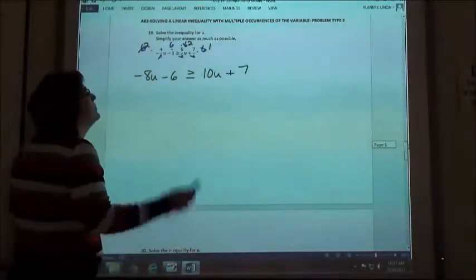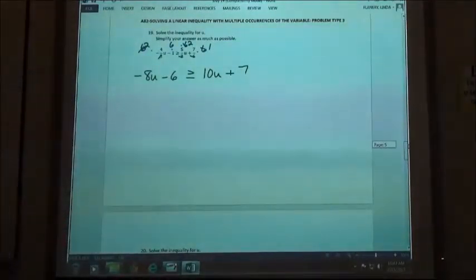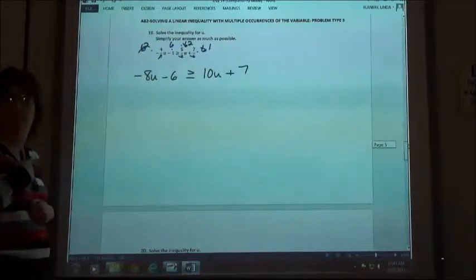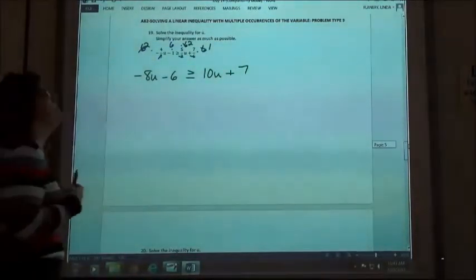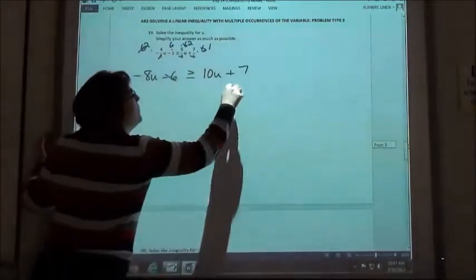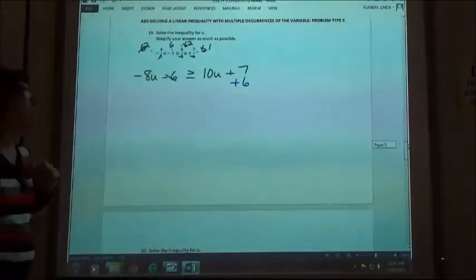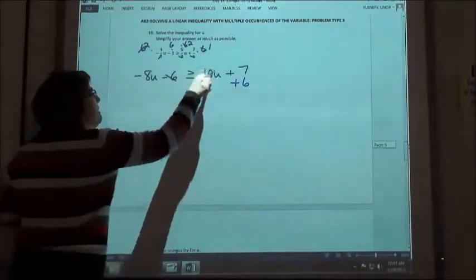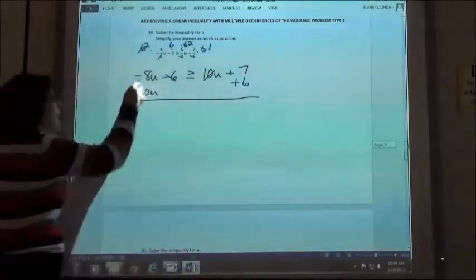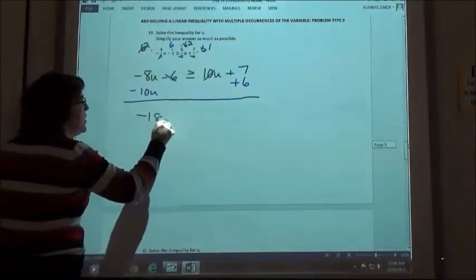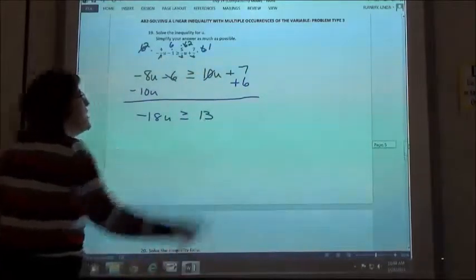Are you going to move the negative 6 to a positive 6? Okay, I can move that over there. I also need to bring your 10, move that over here, right? So minus 10u. So I'm going to have negative 18u is greater than or equal to 7 plus 6, which is 13 then, right?